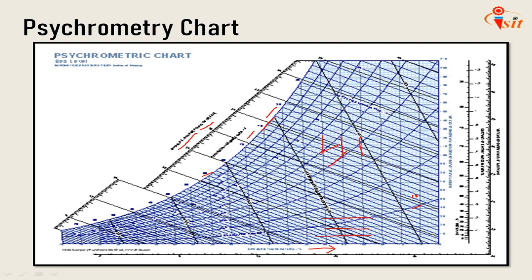Next is the volume. The specific volume of the air vapor mixture per kg of dry air is also indicated in this chart by a set of diagonal coordinates at an angle of 60 degrees. So this is the specific volume line, at 60 degrees with the horizontal.